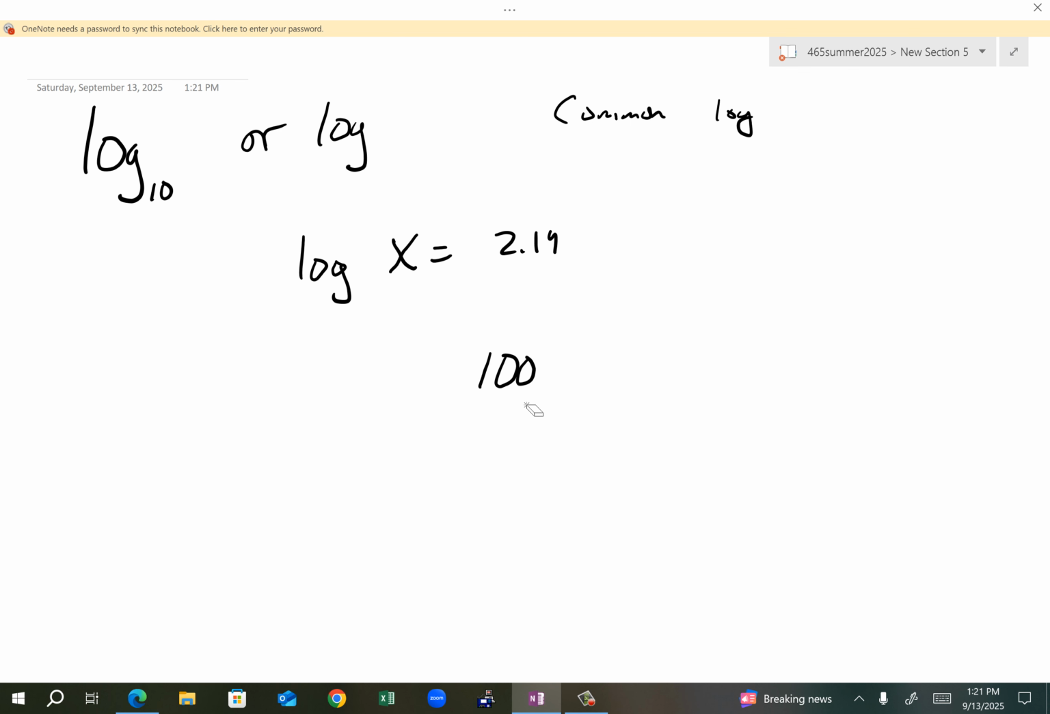Log base 10, remember, is just written log. That's the common log. And why do we use common logs? Because our number system is base 10. So if the log of some value x is equal to 2.19, you know it's going to be between 100 and 1,000. How do I know that? Because 10 to the second is 100, and 10 to the third is 1,000. True that? And 2.19 is closer to 2, so I bet it's going to be closer to 100, and of course you're right.